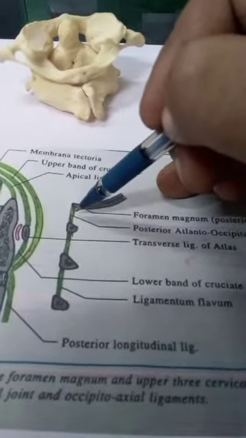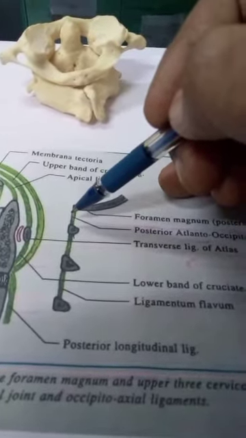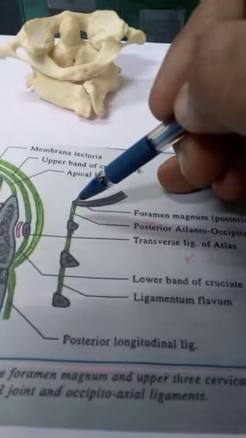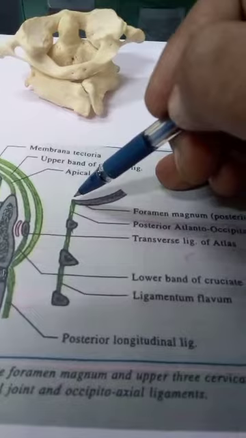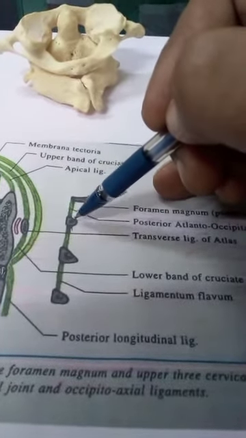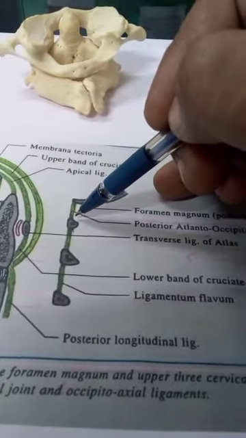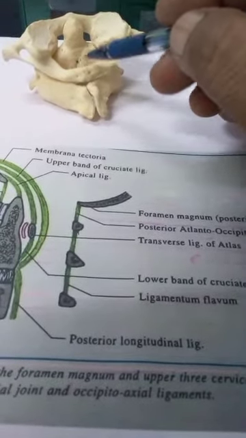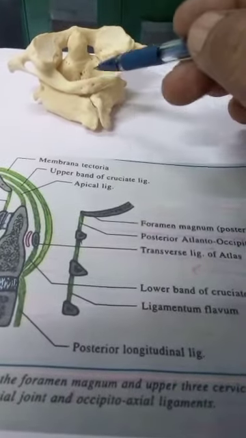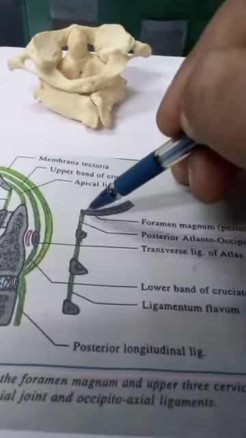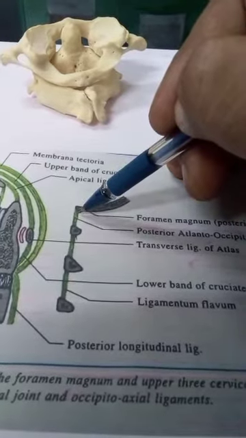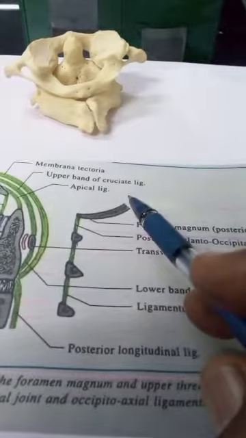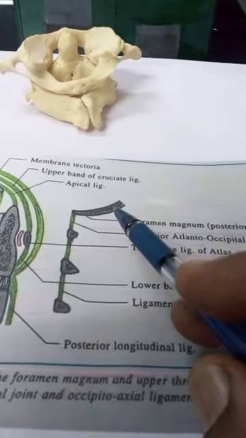You see, this one is the posterior atlanto-occipital membrane. It connects the posterior margin of the foramen magnum to the upper margin of the posterior arch of the atlas. So, posterior atlanto-occipital membrane extends like this. The atlanto-occipital joints are supplied by the first cervical nerve.